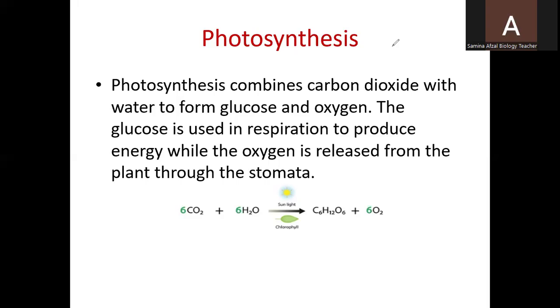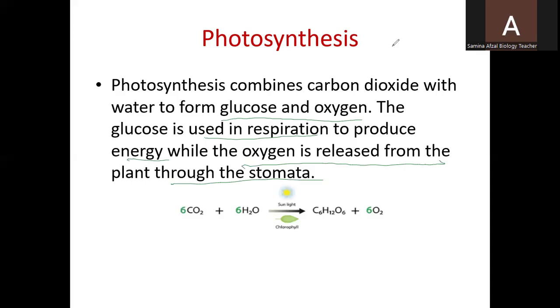Photosynthesis combines carbon dioxide with water to form glucose and oxygen. The glucose produced as a result of photosynthesis is used in respiration to produce energy, and the oxygen produced during the process is released from the plant through the stomata. So carbon dioxide also enters through stomata, and oxygen leaves through the stomata. The exchange of gases takes place through these pores, or stomata.